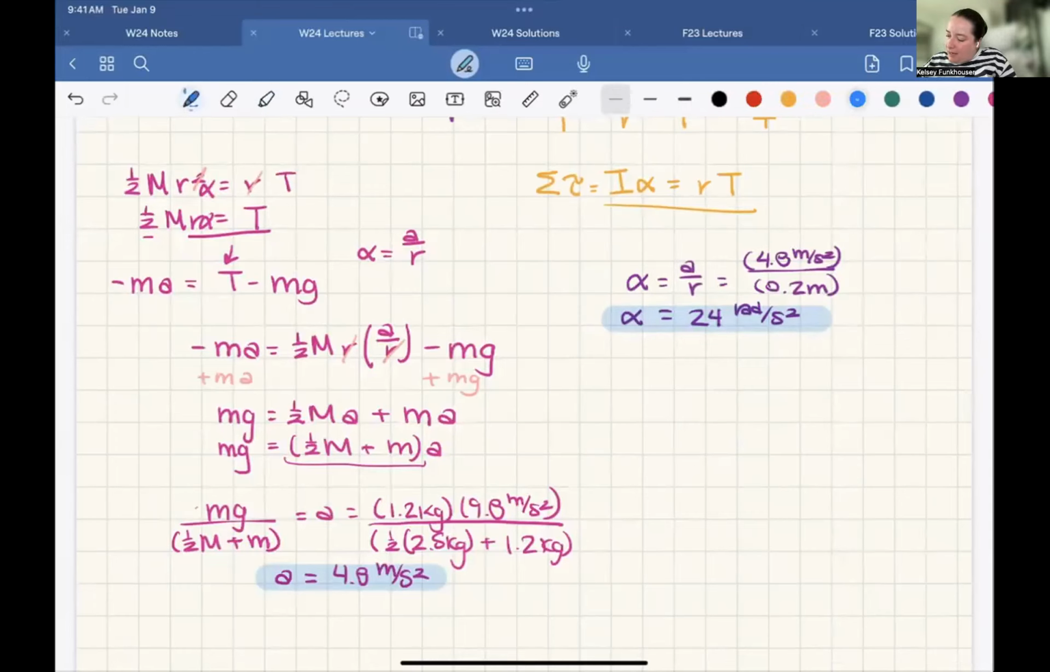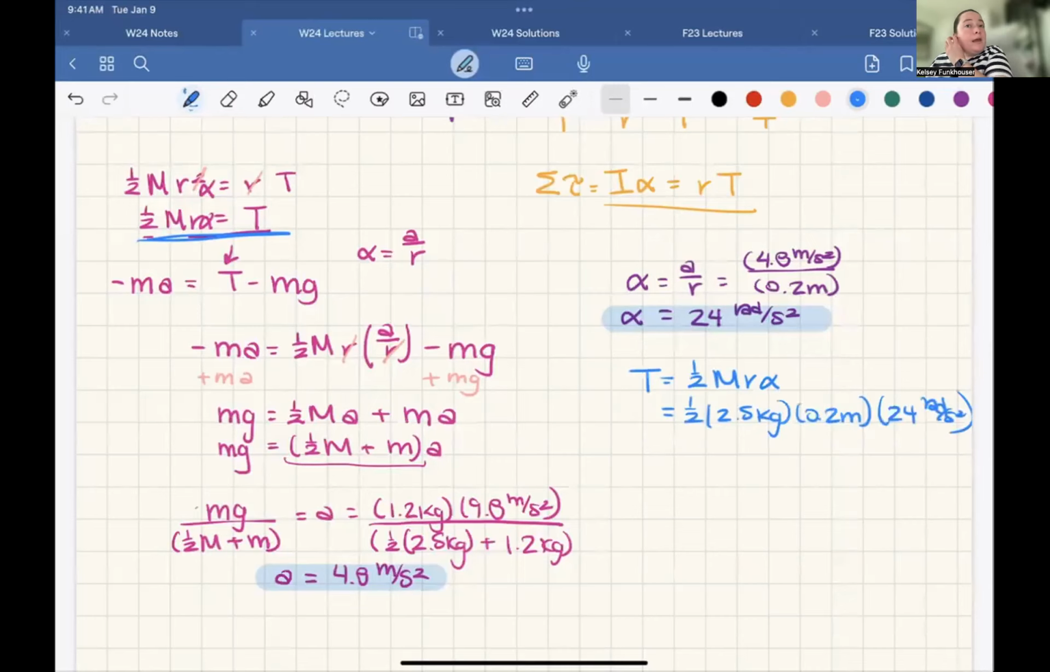And finally, the tension. Let's see. Oh yeah, we'll just use this equation here. So the tension equals 1/2 mass of the pulley, radius of the pulley, angular acceleration. So 1/2, 2.5 kilograms, 0.2 meters, and 24 radians per second squared. Almost ran out of room. And that is 6 newtons for the tension.